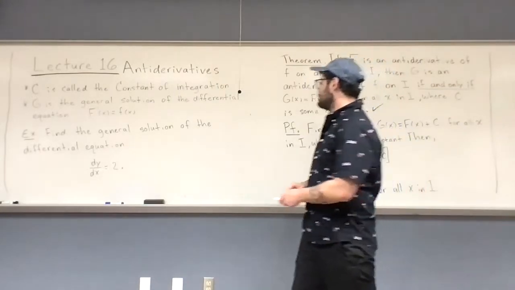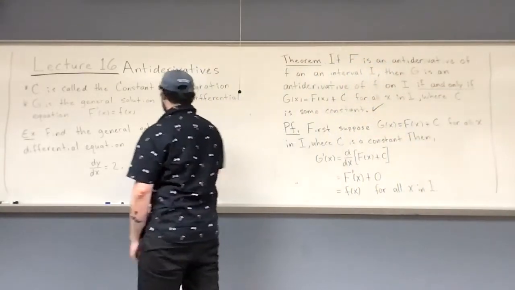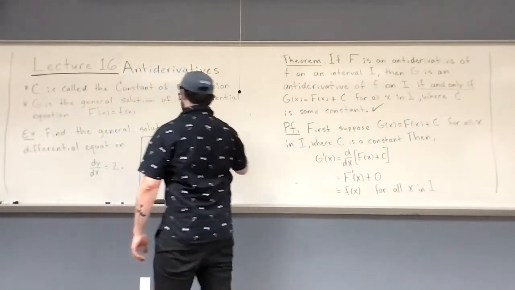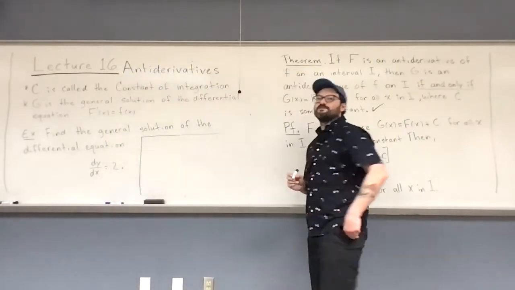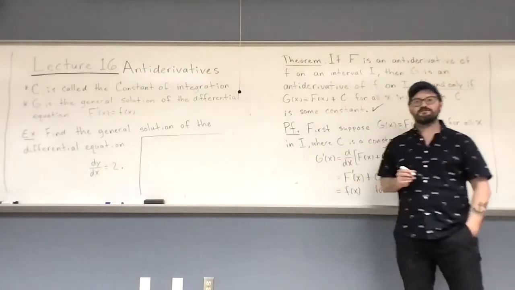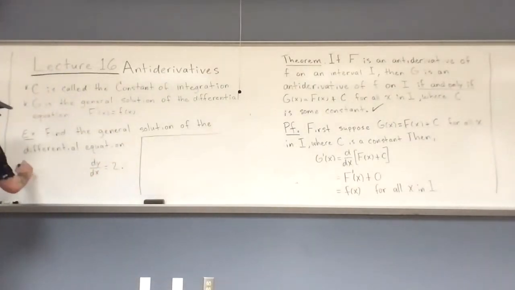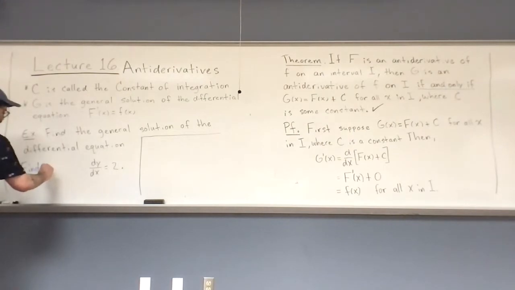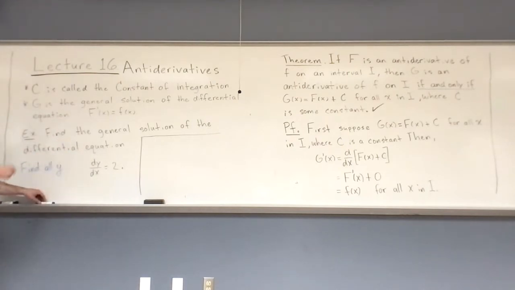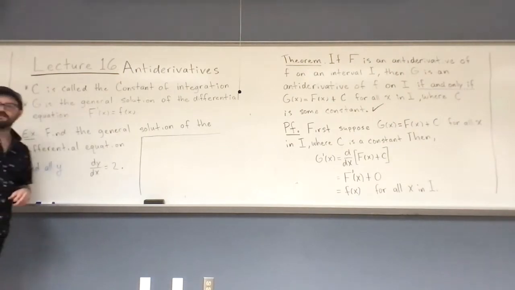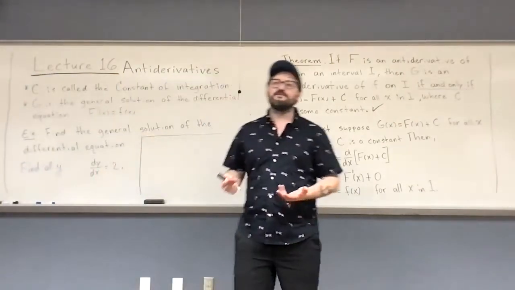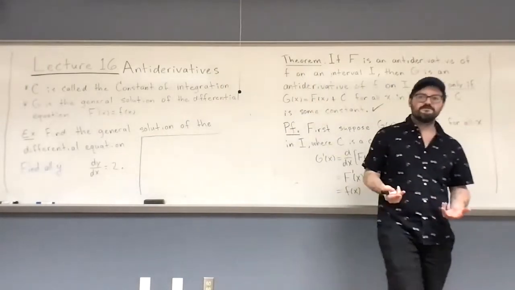Wouldn't it be like 2x? That's not the general solution. That is a solution, by the way. 2x is a solution. So in this case, what are we trying to find? We're trying to find all y that satisfy dy dx equals 2. That's basically what this problem is saying. You found one. When you said 2x, you found one, but generally it would be 2x plus c.